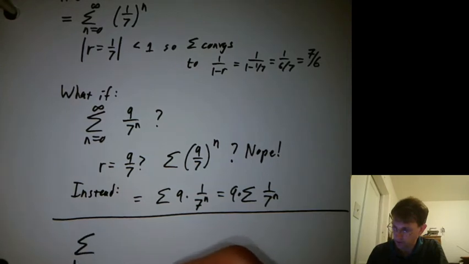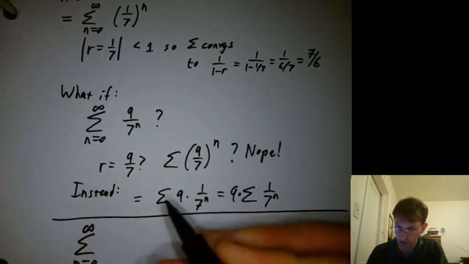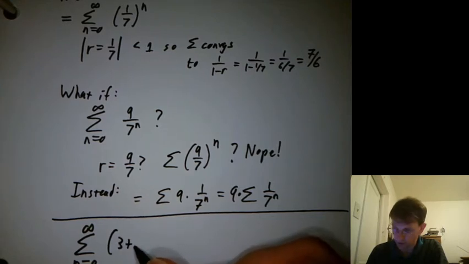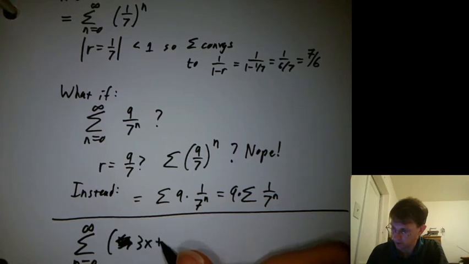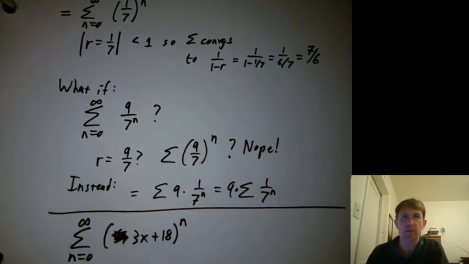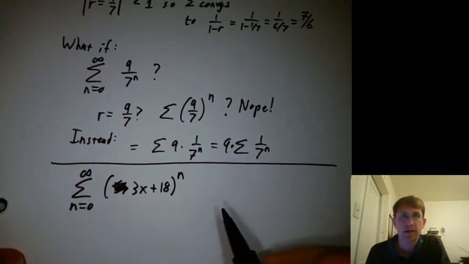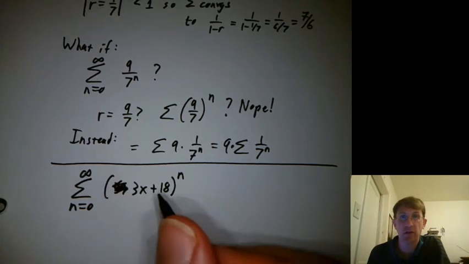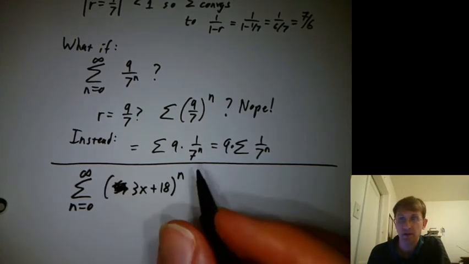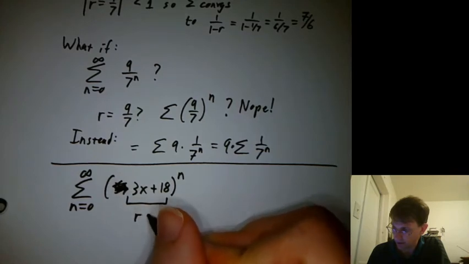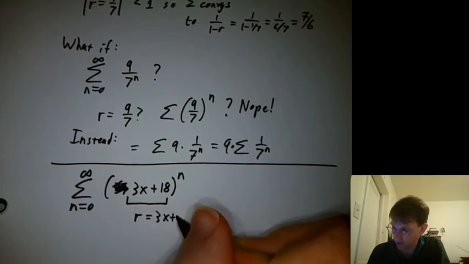Let's do another interesting one. Let's do the sum n equals 0 to infinity of 3x plus 18 to the n. So, is that geometric? Well, it has some of the hints of geometric. It starts at 0, has stuff to the n. So we're tempted to say that this is r, 3x plus 18.